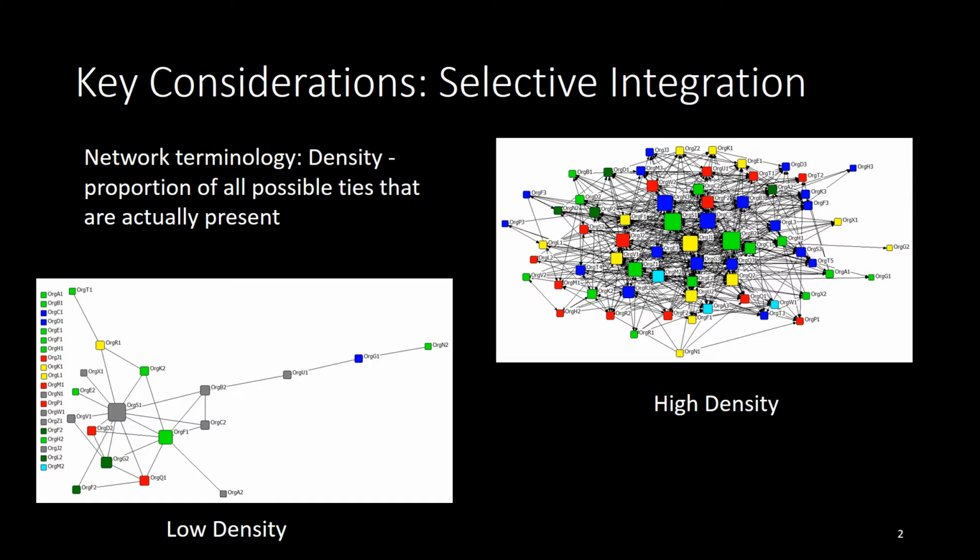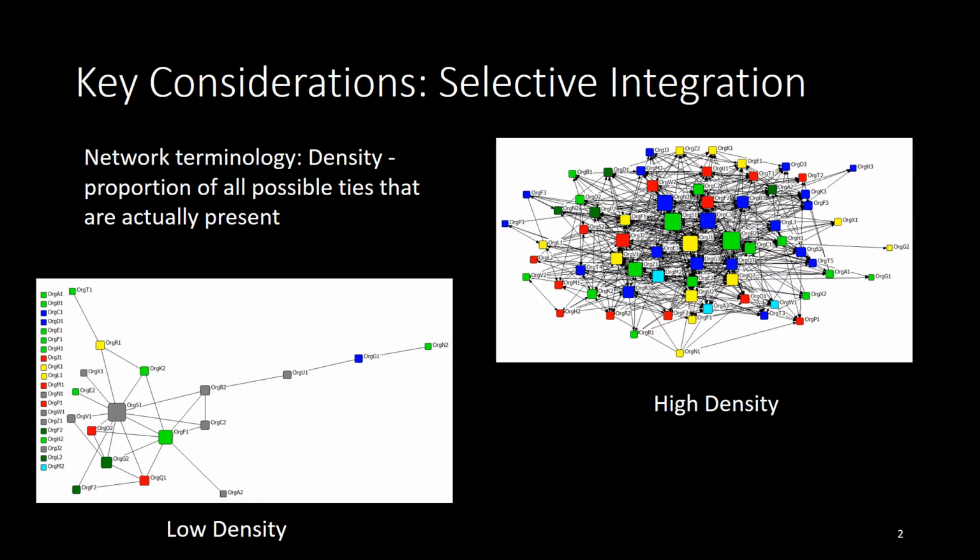One S&A measure that can be helpful in considering how integrated the system is is density. Density is the proportion of all possible ties that are actually present. The image on the lower left is a network with low density, and the one on the right is one with high density. Too low of density and the network is fragmented, not connected together as one. However, highly dense networks are inefficient and can inhibit the flow of new ideas and approaches because everyone is connected to each other and groupthink might occur in that situation.